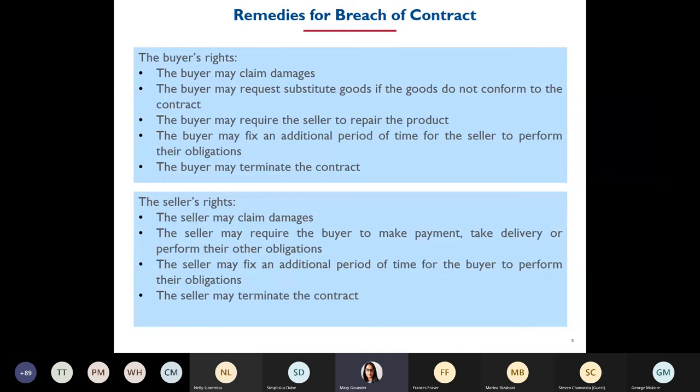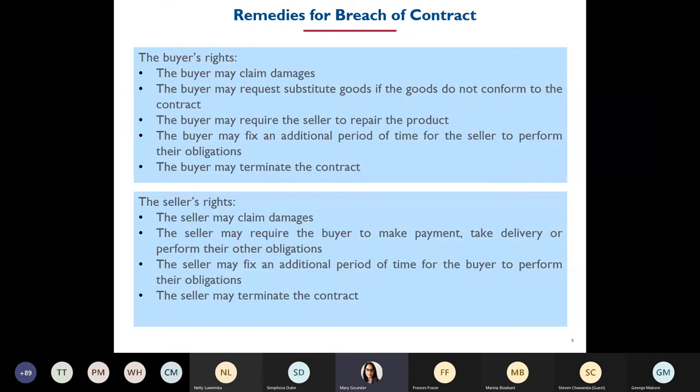And so if I paid you, let's say, 50%, and I was going to pay you the rest of it, you may require me to make that payment, or you may decide you want to terminate the contract and claim damages for it.